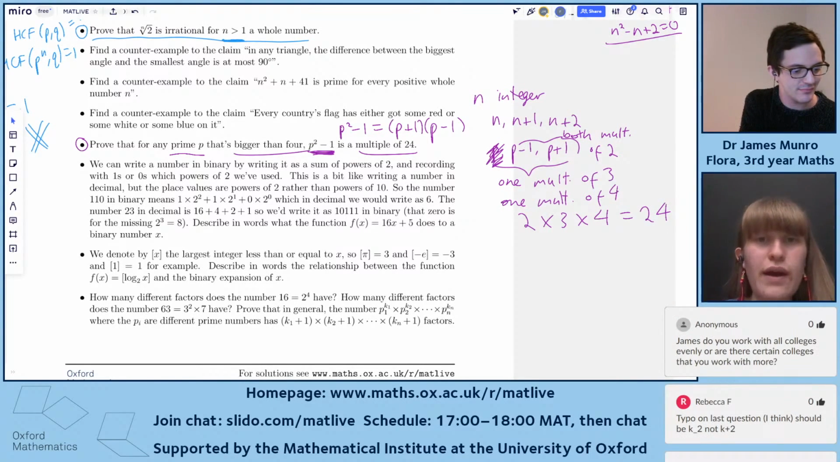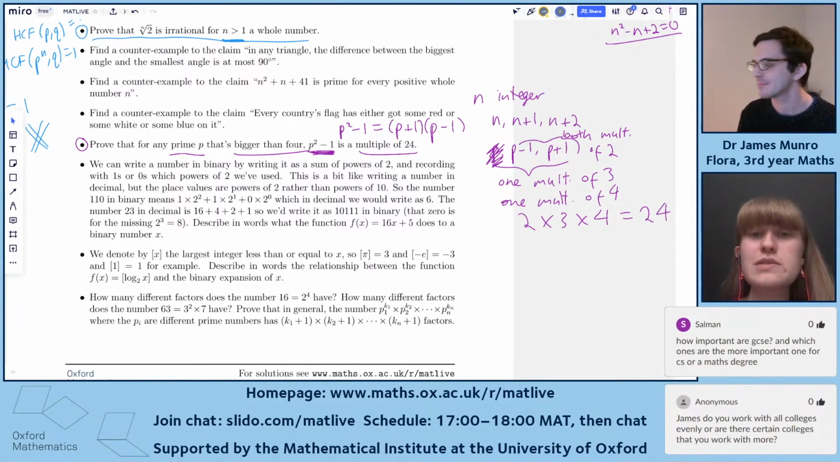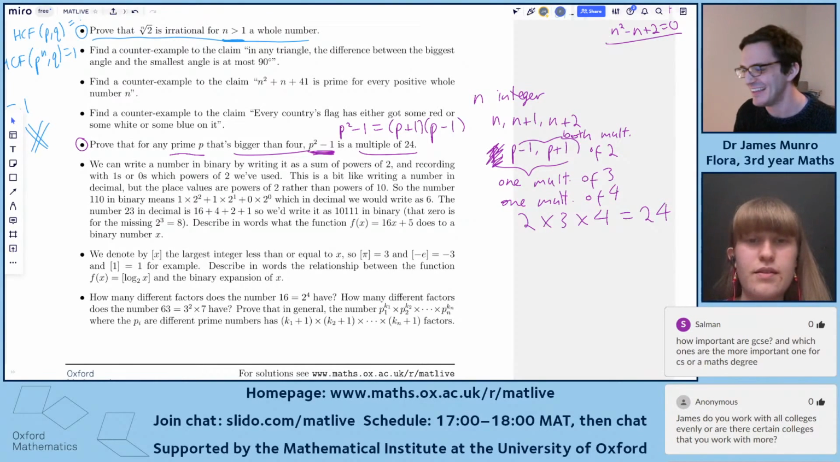So you know that you have factors within this expression which make 24. So p squared minus 1 is a multiple of 24. Nice. It's a really good fact.